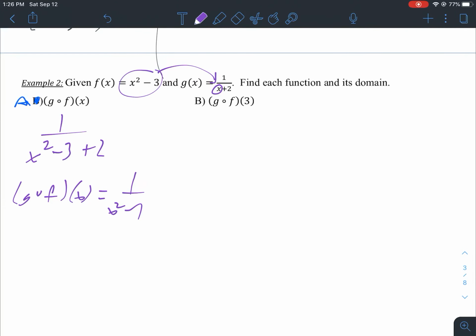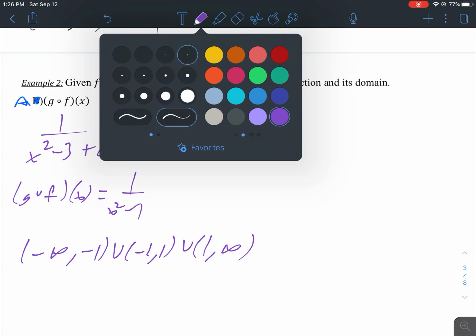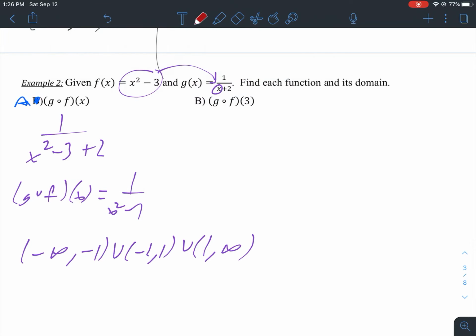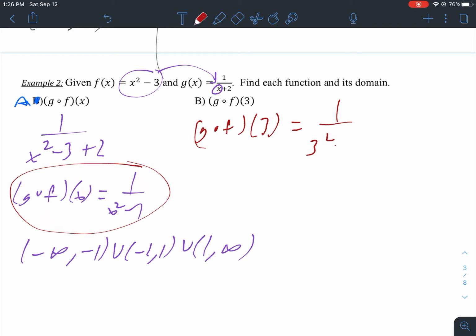The domain cannot be positive 1 or negative 1. So our domain would be negative infinity to negative 1, negative 1 to 1, and 1 to infinity. So b just says take g of f that we just found here, and now we're going to substitute 3 in for x. So it's 1 over 9 minus 1, or 1 over 8.